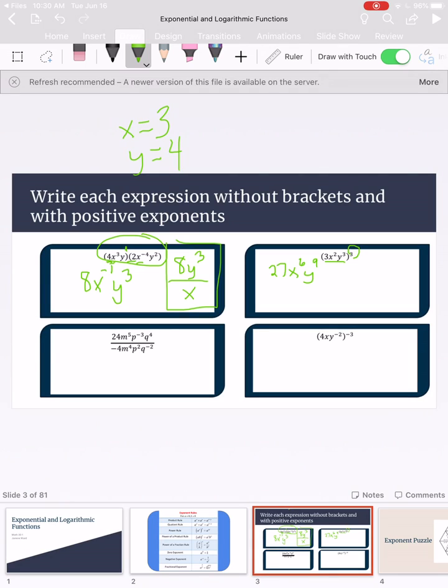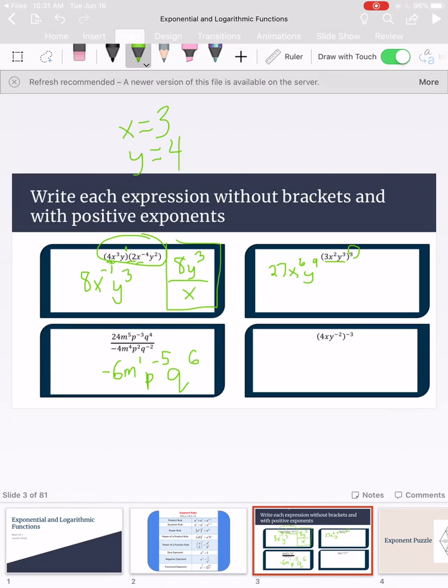Okay, so now we're moving to the next question. When we divide, we will first of all start by dividing the coefficients. 24 divided by negative 4 is negative 6. But when I divide, I end up subtracting the exponents. So for my m variable, I have 5 minus 4, which is 1. You can put the 1 there, but you don't need the 1 there. Negative 3 minus 2 is negative 5. 4 minus negative 2, watch out for that double negative. So 4 minus negative 2 is actually positive 6.